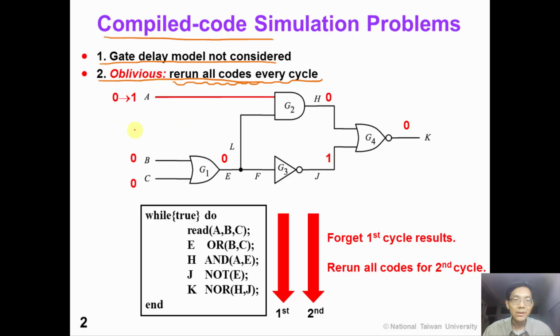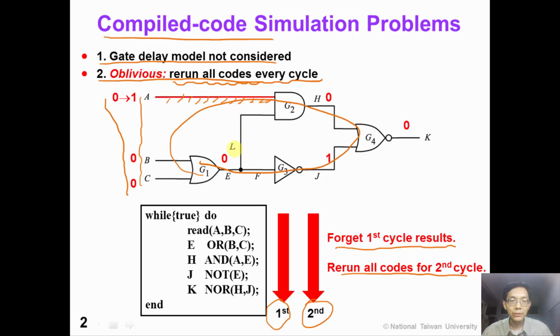For example, in this circuit, suppose that the first input vector is 0, 0, 0, and then in the second cycle, we apply a slightly changed vector 1, 0, 0. For compiled code simulation, it runs the first cycle and then it forgets all the results in the first cycle. It has to rerun all the code for the second cycle. From this figure, we can see that actually only a small part of this circuit changed. But for compiled code simulation, we need to rerun the whole circuit. This is a waste of time.